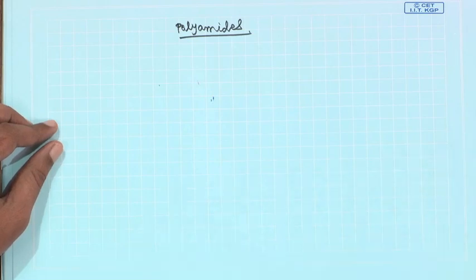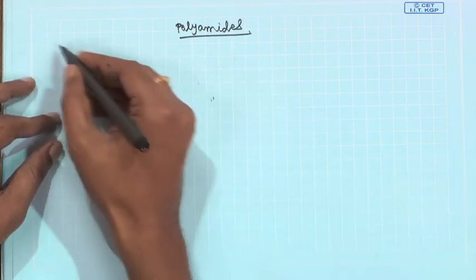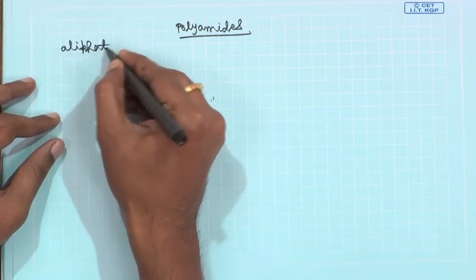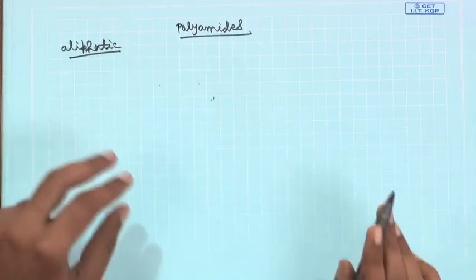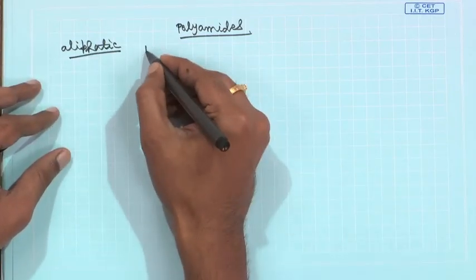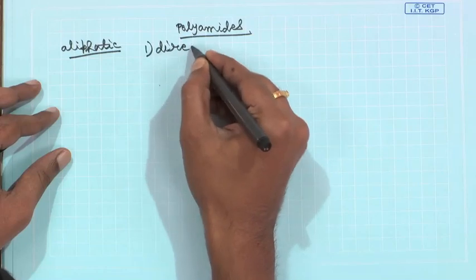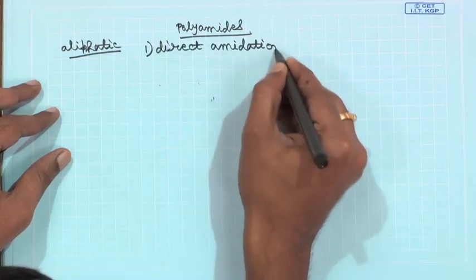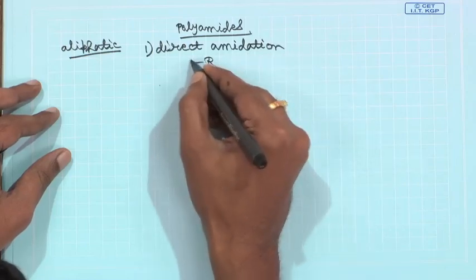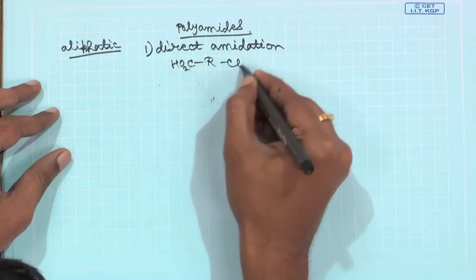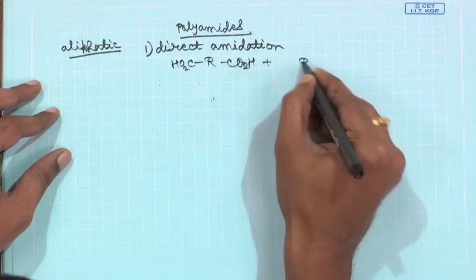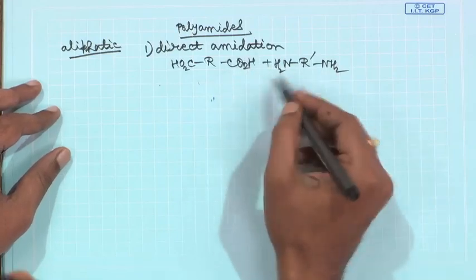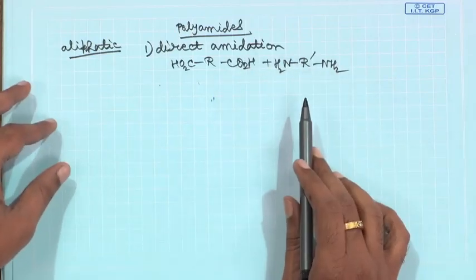Now, polyamides basically, let us say we talk about aliphatic polyamides first. Now, they can be produced by a direct amidation process. You know, you take a diacid and you take a diamine, and then you can create a polyamide. So, this is a direct amidation process.